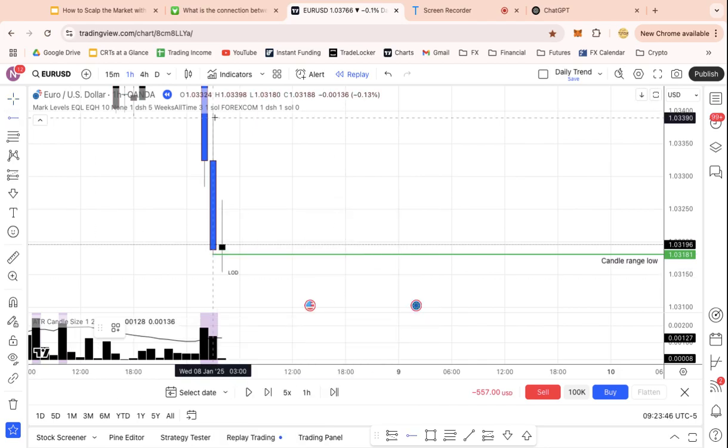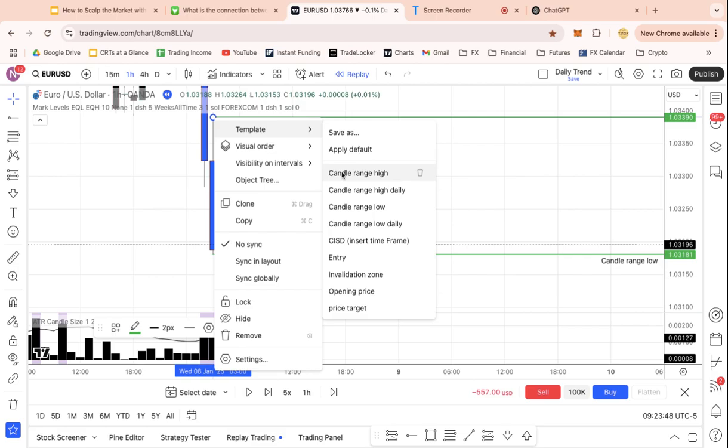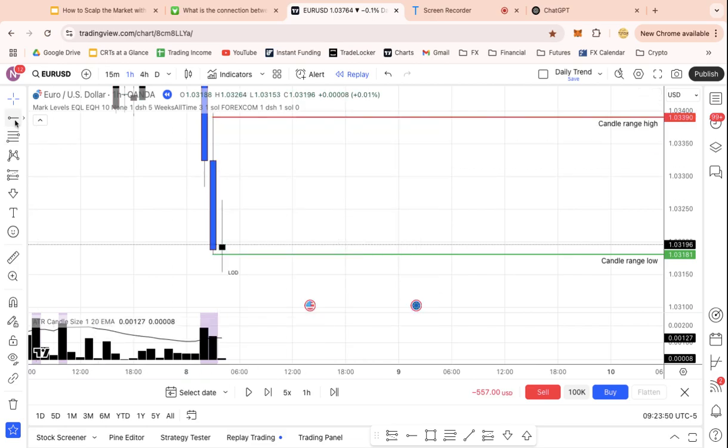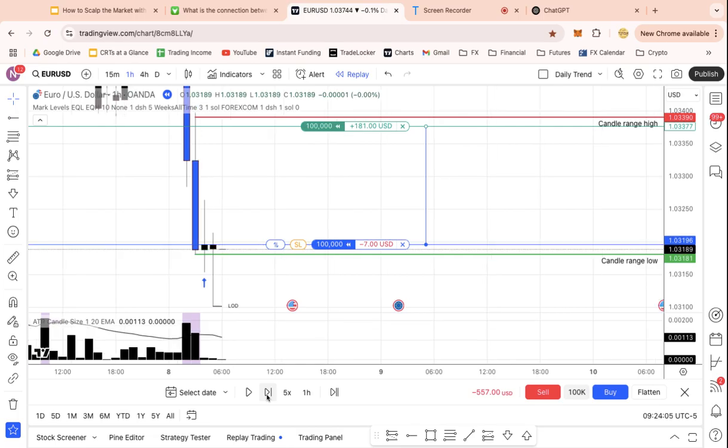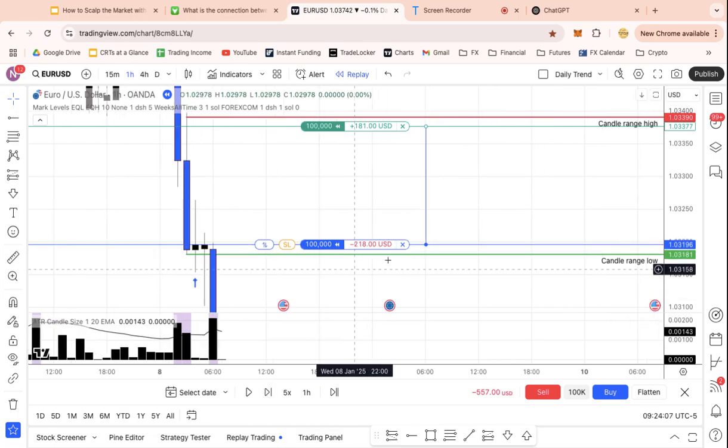Money candle high. What you can also do is set a take profit at the open price of the ATR candle, or the candle range high. Either one of those is fine, or the middle. So you have options. So I'm going to set my take profit around here, and let's just see what happens. Okay, all right, so that's a loss.